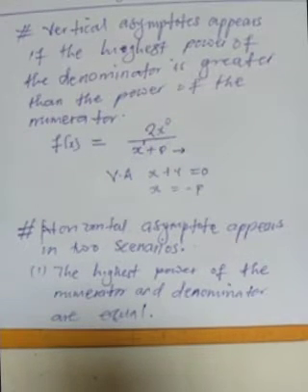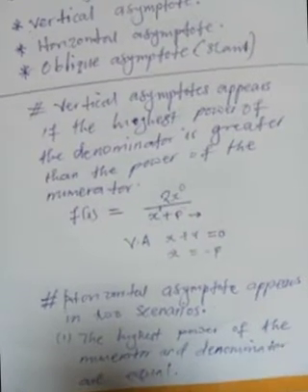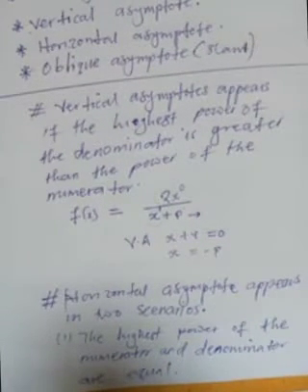Again, it also happens in such a way that if the highest power of the denominator is greater than the highest power of the numerator, in that case, you understand that that type of asymptote is going to be called the horizontal asymptote. And how do you find the same horizontal asymptote? You can only find the horizontal asymptote by dividing through by the what?